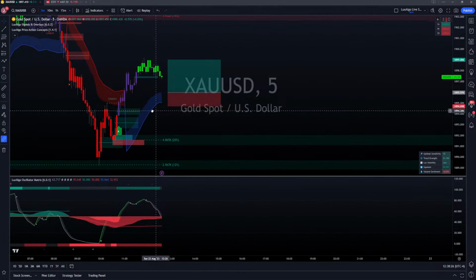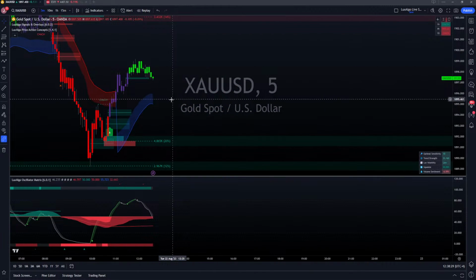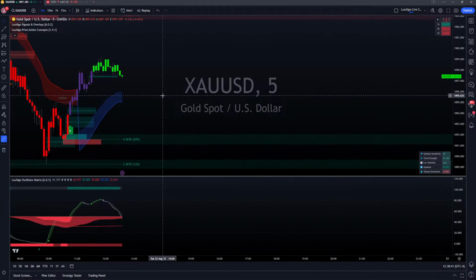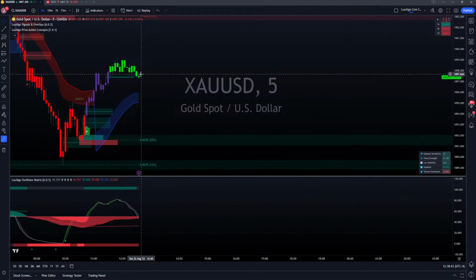So again, that's currently what we'd be looking at on gold, somewhere a bounce, setting a higher low in this 1895, 1896 area here. So that's what I'm going to be looking for here in the next, probably 30 minutes to an hour, to see if we get any type of reaction.